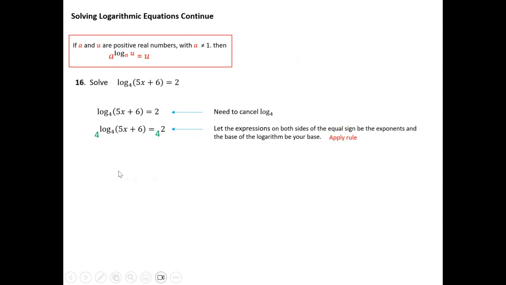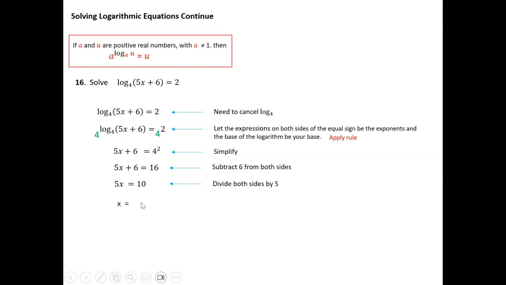So the left side will just be 5x plus 6. On the right side, 4 squared will give us 16. Now since we're solving for x, we're going to subtract 6 from both sides. It's going to give us 5x equals 10. Now we divide by 5, and the answer is 2.